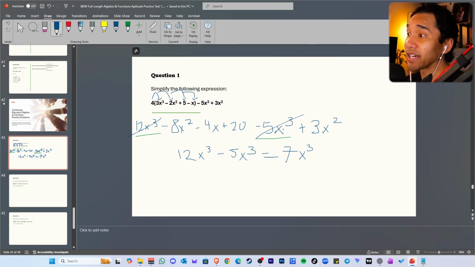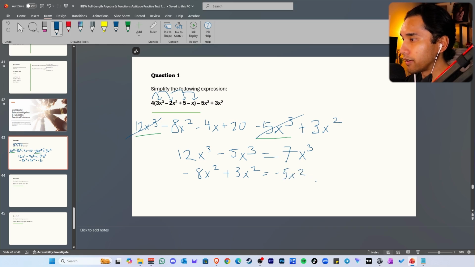This is what I actually would do really fast. So minus 8x squared, or negative 8x squared, and then plus 3x squared. What does that equal? Negative 5x squared. Okay? And then I would cross it out. And then minus 4x, negative 4x.